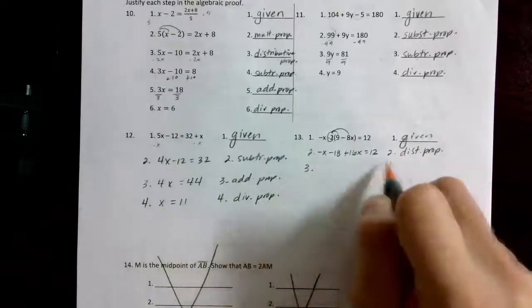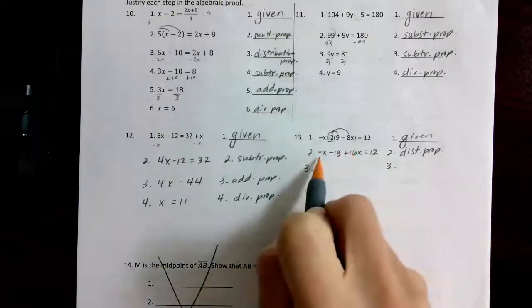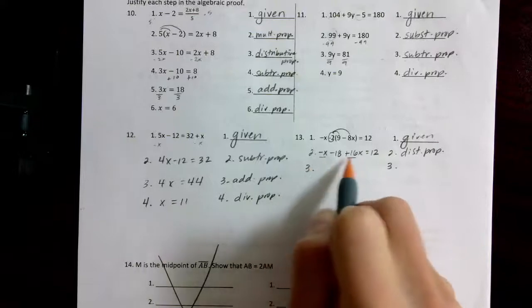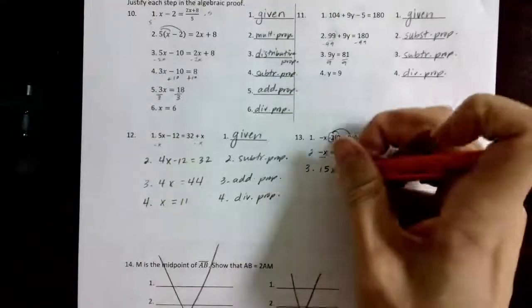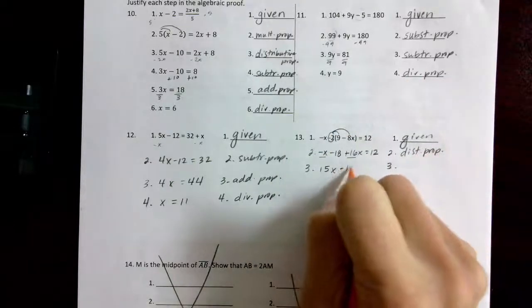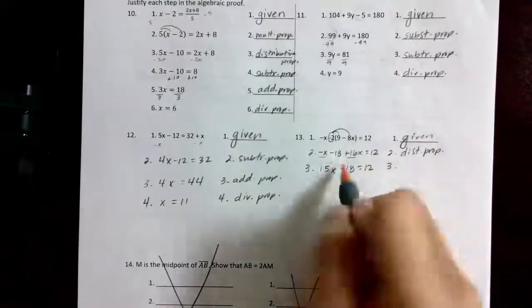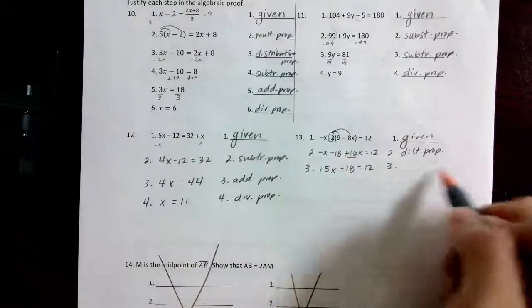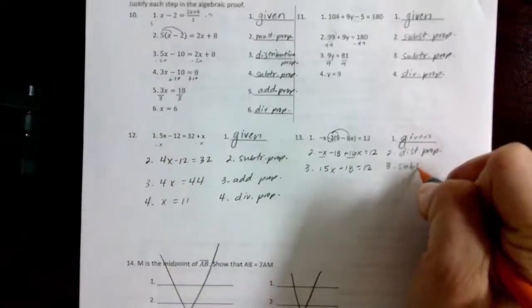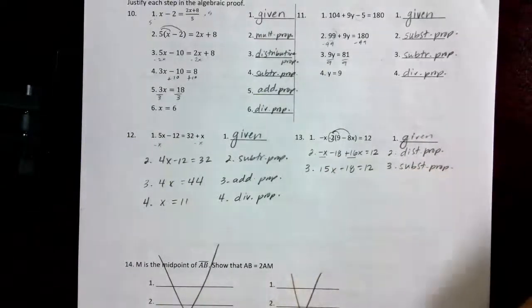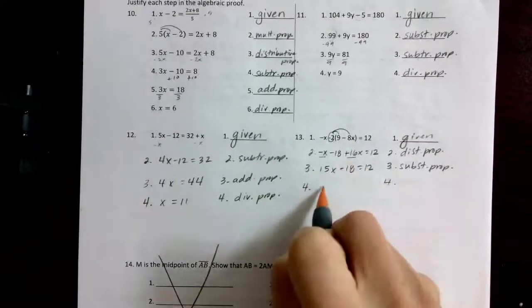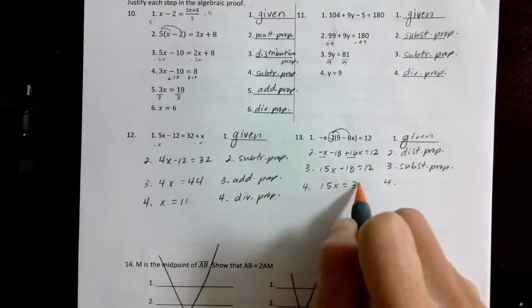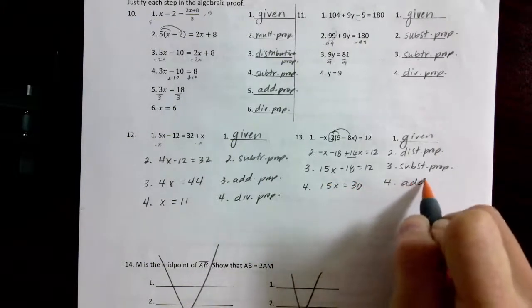Step 3, we are going to combine these x's right here. I have a negative x and a 16x. That gives me 15x minus 18 equal to 12. And since I combined them, I don't write combine like terms. This is where we use that word substitution property. Okay, my next step, I would add this 18 to the other side, and that's going to give me 15x equal to 30. This is my addition property.